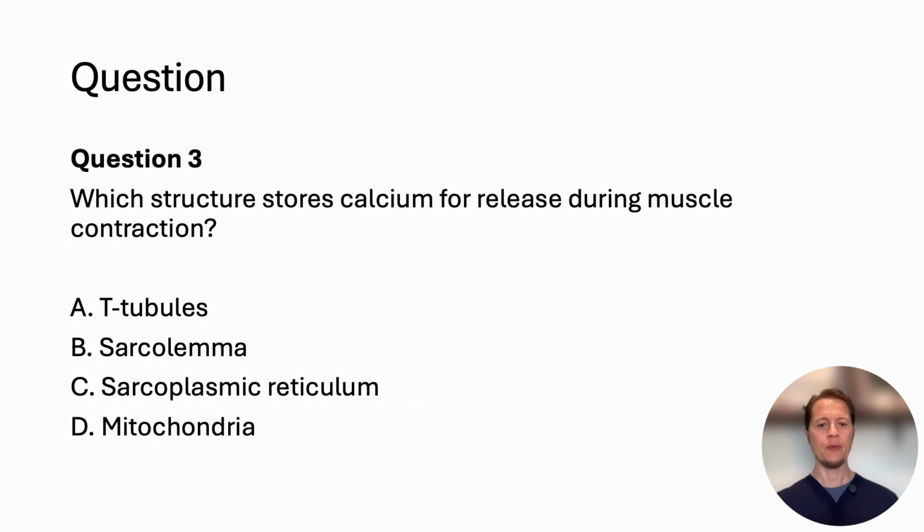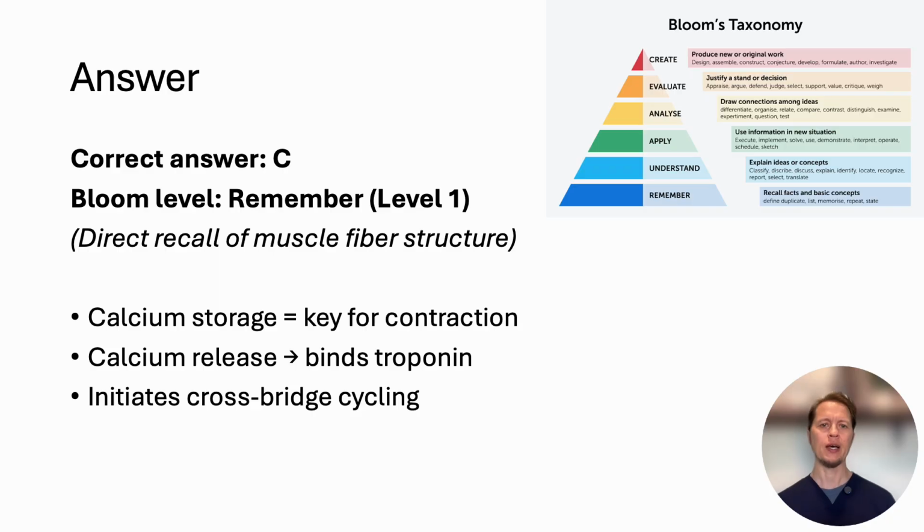Question 3. Which structure stores calcium for release during muscle contraction? As you can see, these questions are fairly straightforward and hopefully kind of easy. I'm trying to smooth things out from the 2 prior videos that were maybe a little more challenging. T-tubules, sarcolemma, sarcoplasmic reticulum, the SR, or mitochondria? And the answer is C. The sarcoplasmic reticulum stores and releases calcium ions during that excitation-contraction coupling.